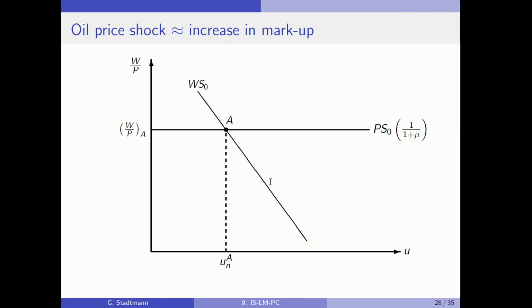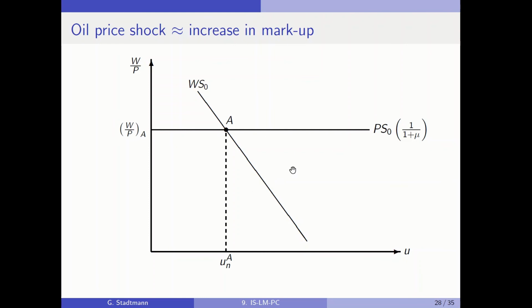We can either interpret this markup as a kind of profit margin, but we could also argue that the companies need this markup to pay other factors of production. And one factor of production could be oil. So in case that the oil price increases, the companies need to increase the markup to pay for the higher oil bill.